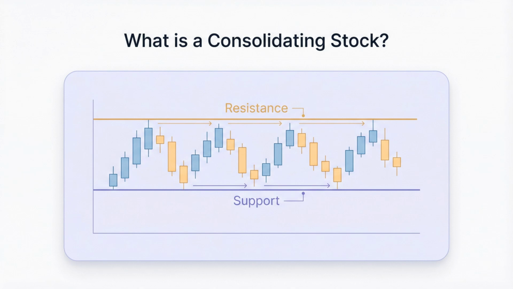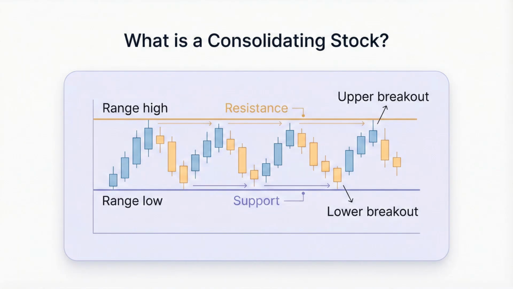A consolidating stock is defined here very plainly. It's a stock playing within a range. Price is not making consistent higher highs or lower lows. Instead, it oscillates between a visible support zone and a visible resistance zone. This matters for stock selection because a range gives structure. If a trader wants to trade breakouts, the consolidation phase provides the reference levels, where a breakout would be considered valid and where the idea is invalidated if price falls back into the range.